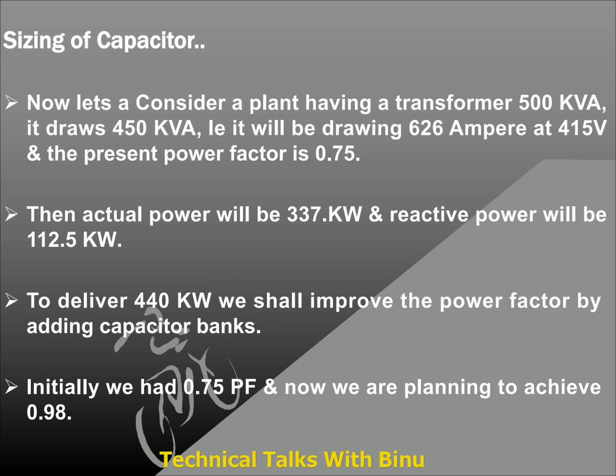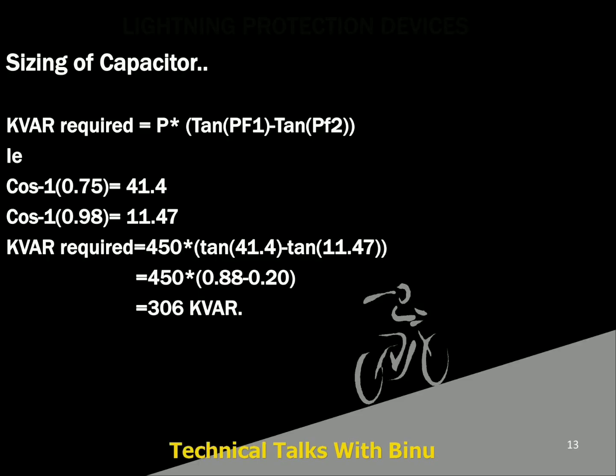Initially, we had a 0.75 power factor, and now we are planning to increase the plant capacity by 30%. So we need to improve the power factor to approximately 0.98. The required kVAR of the capacitor bank can be calculated by the formula kVAR required equals P into tan power factor 1 minus tan power factor 2. In our case, the angles of power factor 1 and power factor 2 are calculated and arrived at as 41.4 and 11.47 degrees. Now coming to our case, kVAR required is equal to 450 into tan 41.4 minus tan 11.47, which will come as 306 kVAR.